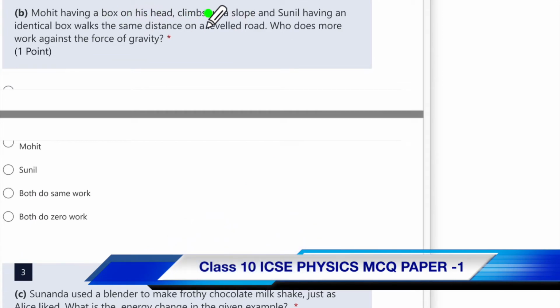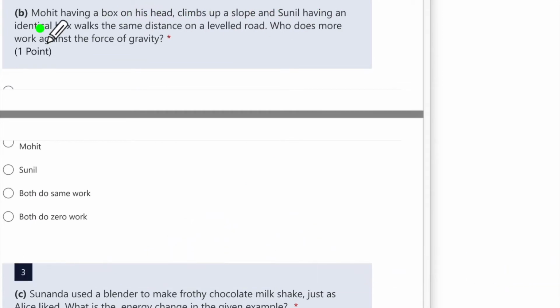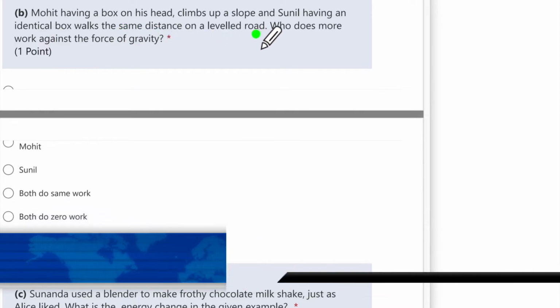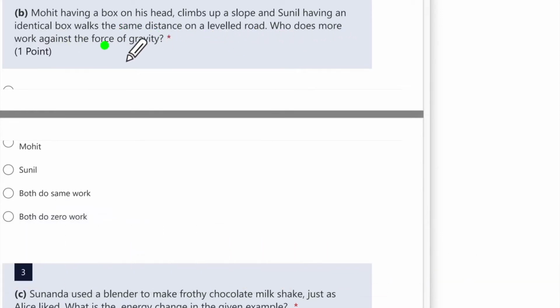B. Mohit, having a box on his head, climbs up a slope, and Sunil, having an identical box, walks the same distance on the level road. Who does more work against the force of gravity? So let us show the diagram. This is the incline, and then Mohit is climbing up the slope, so he acquires a height, and that height is going to give the work done as mgh. Okay, this is the vertical height, let us say.